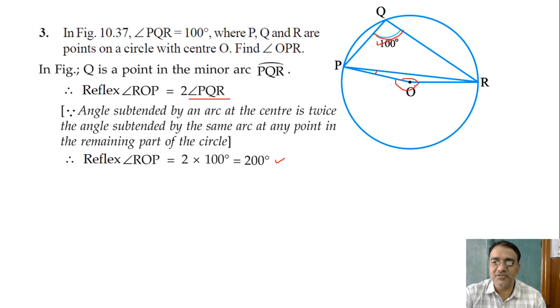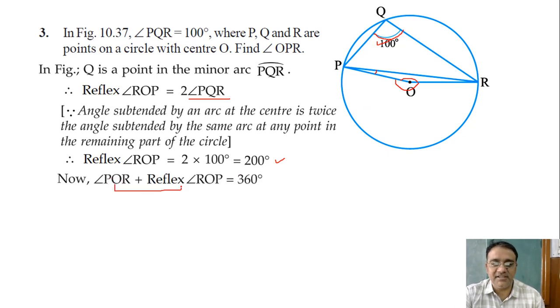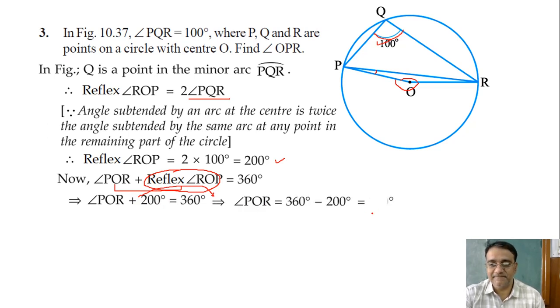Because the sum of these two angles is 360 degrees, a complete angle. Yes, the sum of all the angles at a point is equal to 360 degrees. So the sum of these two angles is 360 degrees, and the value of this angle is 200. Now we'll substitute 200. Now shift 200 to this side, minus 200. So we'll get finally 160 degrees.